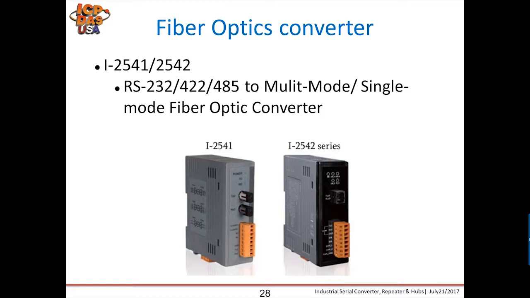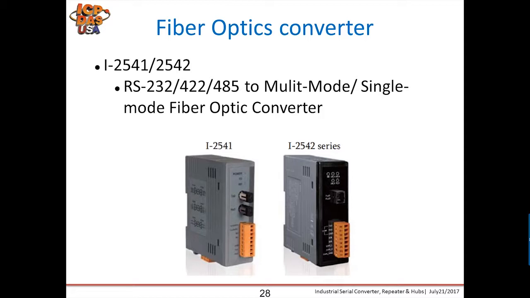I-2541 is a serial to fiber optic converter that secures data transmission by using fiber optic transmission to provide immunity from interference. It is used for point-to-point connection and RS485 multi-drop application for transmitting signal up to 2 kilometers. It is a perfect solution for application where transmission must be protected from electrical exposure, surge, or chemical corrosion.